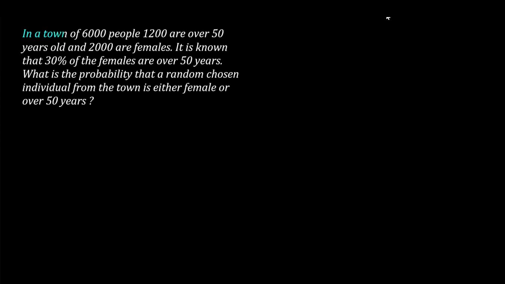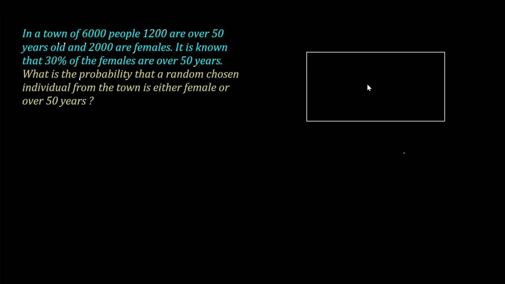In this question, it says in a town of 6,000 people, 1,200 are over 50 years old and 2,000 are females. Further, it says it is known that 30% of the females are over 50 years. And what we have to find out is the probability that a randomly chosen individual from the town is either a female or over 50. So first we will understand using a Venn diagram.